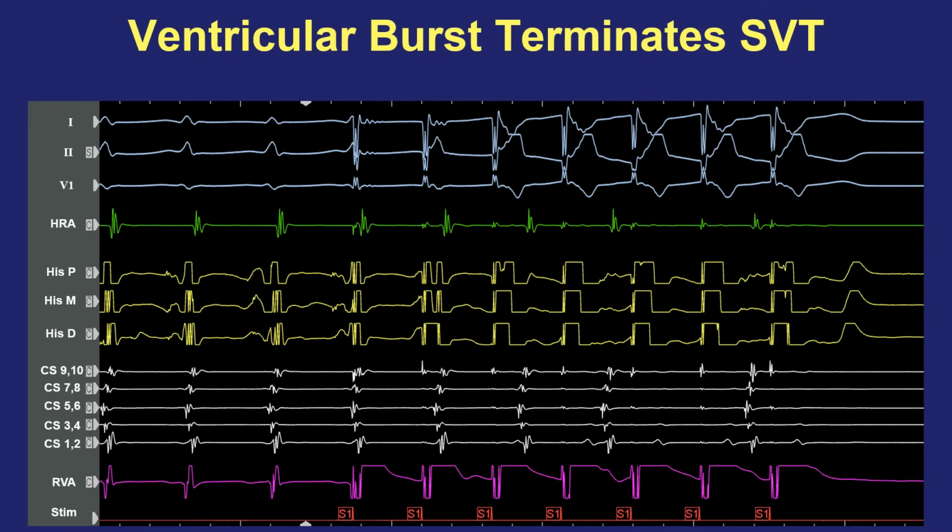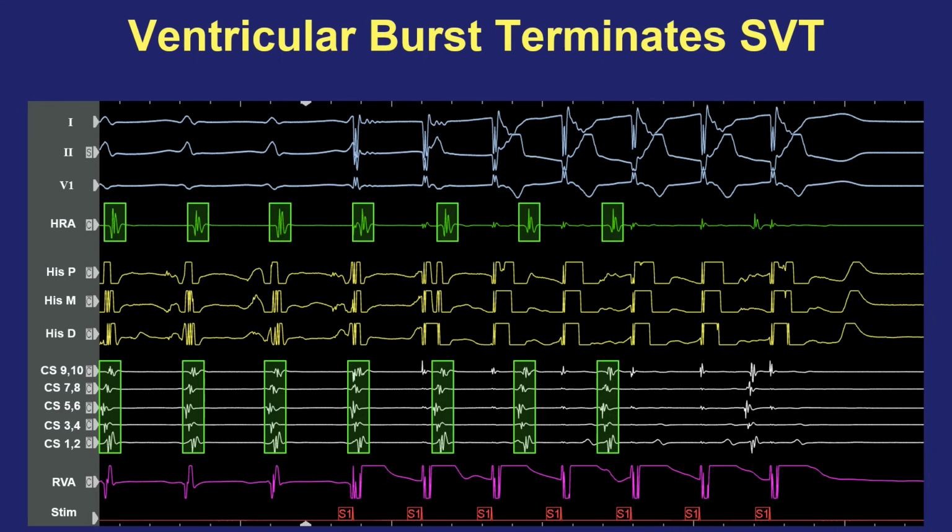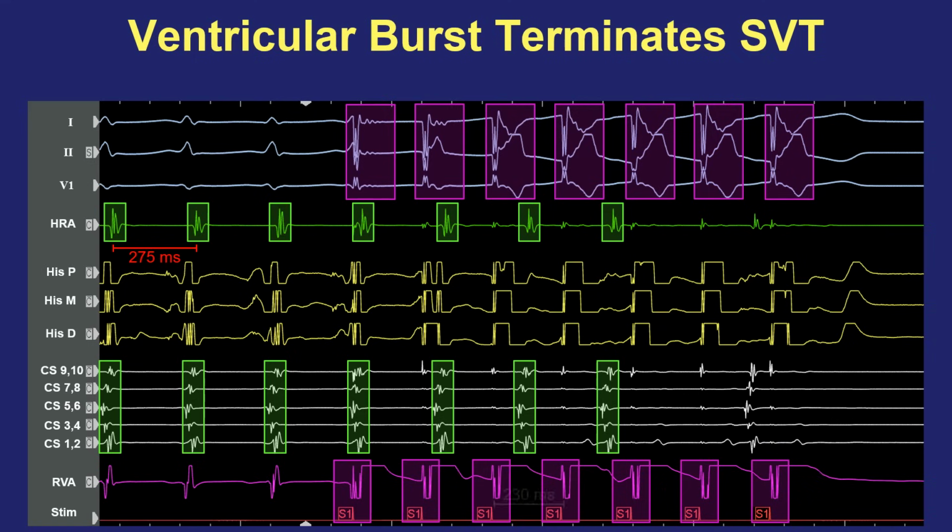So let's review how this terminated during ventricular pacing. Here are the atrial events during ongoing tachycardia. The cycle length of that tachycardia is 275 milliseconds, and ventricular pacing was performed, perhaps a little too fast. Remember, we said ideally you want to pace just a little bit faster than the tachycardia, maybe 10 to at most 40 milliseconds faster, but here they paced at 230 milliseconds, a little bit faster than that, and it terminated the tachycardia. But let's look at it in more detail.